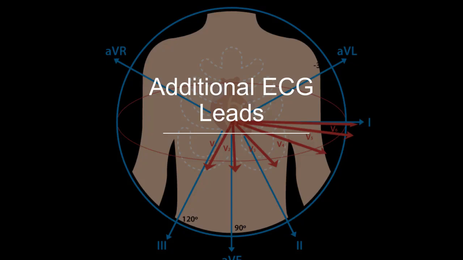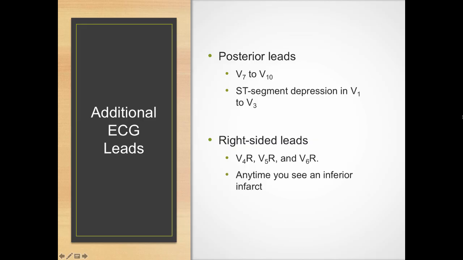Let's talk some additional EKG views and EKG leads. We're going to talk about two additional EKG lead placements outside our normal 12 lead, and one is the posterior lead placement. That's V7 through V10. So if we see ST segment depression in V1 through V3, we know those are reciprocal to our posterior leads.